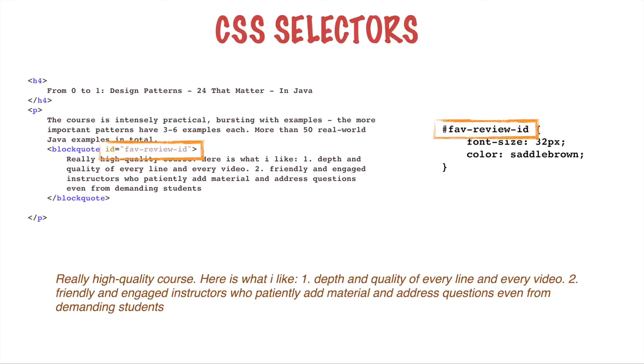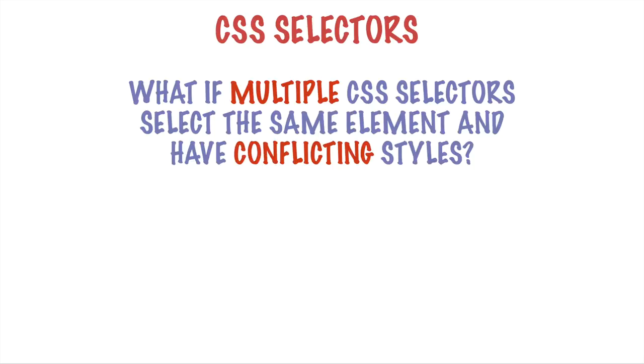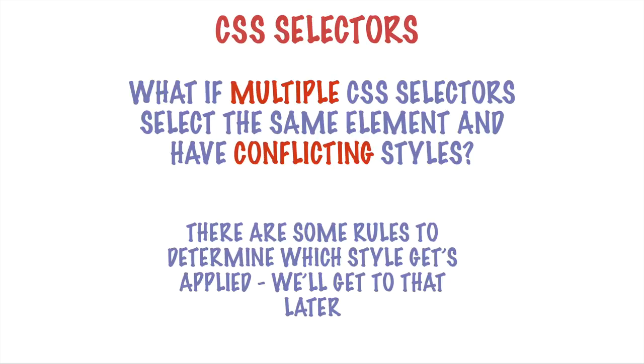Now, since it's pretty obvious that we can apply multiple styles to the same element, a logical question would be, what happens if there are conflicting styles which apply to the same element? Well, let's talk about this later. There are some rules to determine what happens here. We will get to these later.